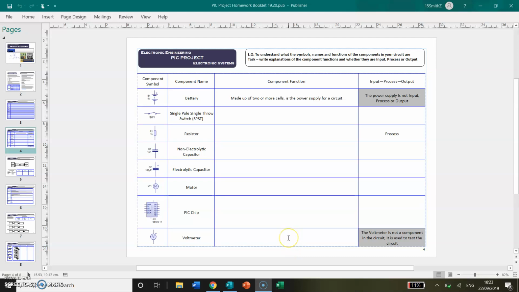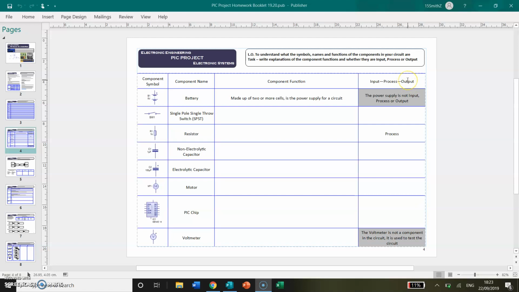We've talked about components before, and within our circuit we have a range of different components. We've still got input, process and output components. Input components are ones that sense a change in the environment around the circuit, so it could be to do with light, heat, movement, whether or not a switch has been opened, closed, etc.